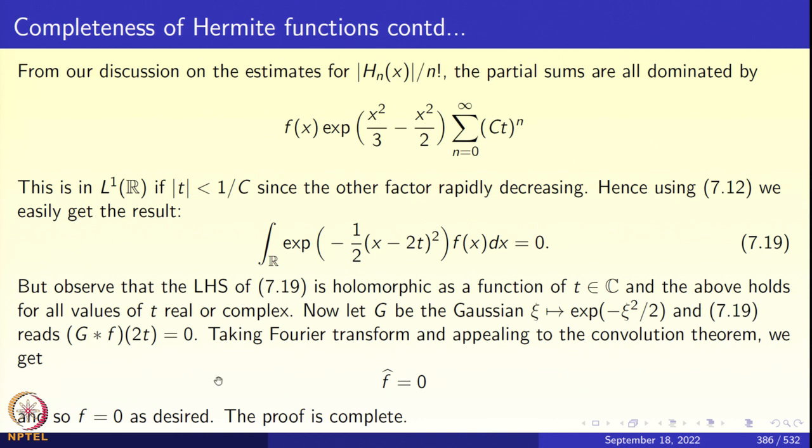So, now let us take the Gaussian g equal to e to the power minus x squared by 2, and the left hand side of 7.9 is basically saying that the convolution g star f at 2t is 0. This convolution is identically 0 for all values of t. Now the next thing to do would be to take the Fourier transform. When you take the Fourier transform, we'll have g hat times f hat is 0. But g hat is another Gaussian. So it must be the case that f hat is 0. And if f hat is 0, then f must be 0 as desired. And the proof is complete.